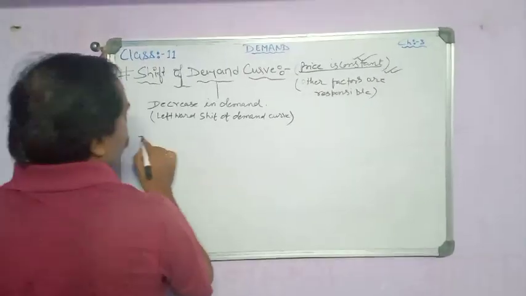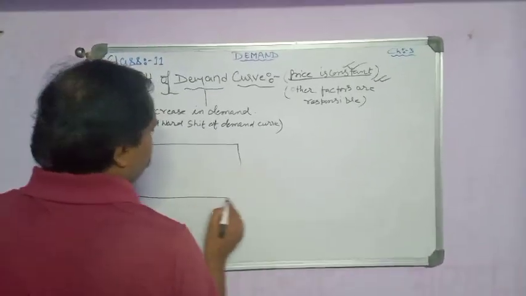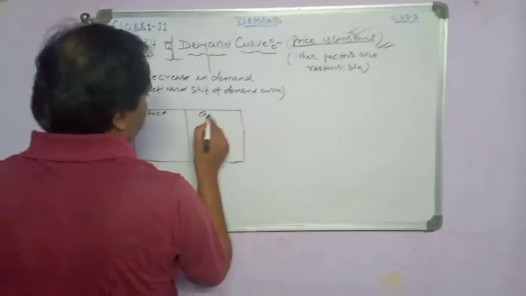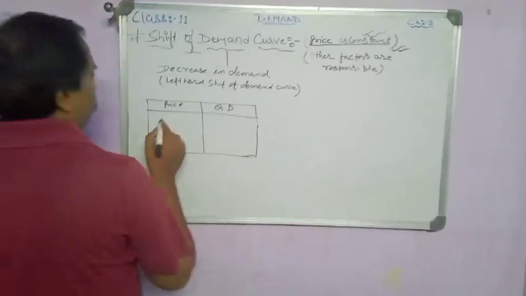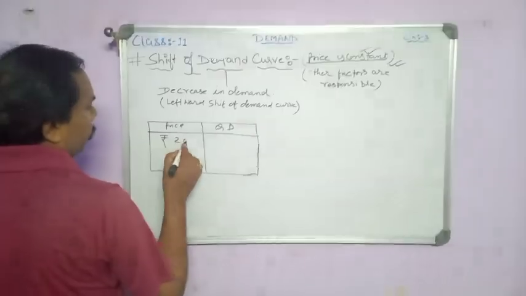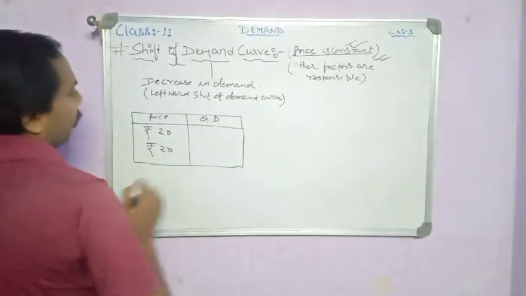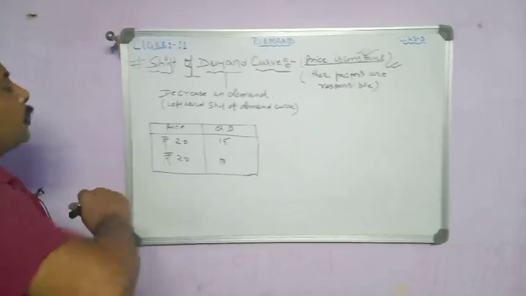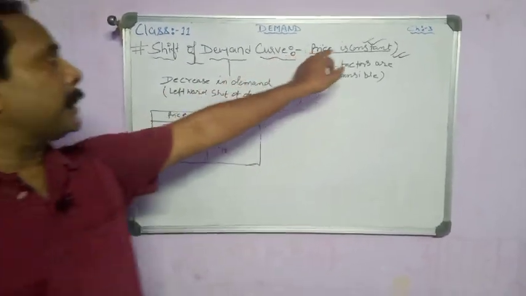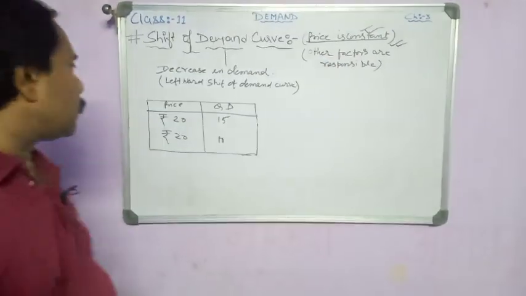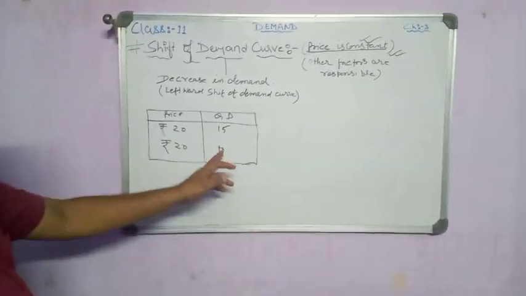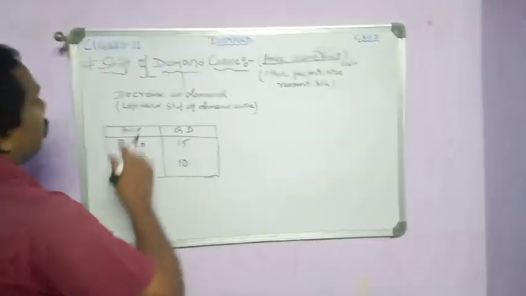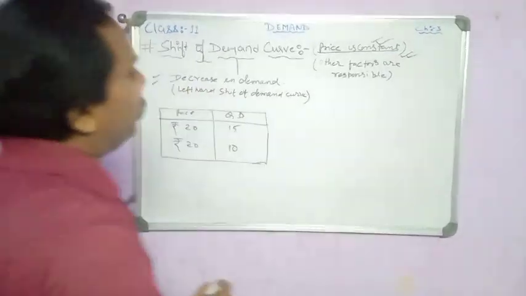Here I want to take one schedule, that is price and quantity demand. Is it clear? Now price is rupees 20, again rupees 20. Initial demand was 15 and the new demand is 10. So here there is no change in the price, means price is constant, but due to other factors the quantity demand has decreased from 15 to 10. It is known as decrease in demand or leftward shift in the demand curve.